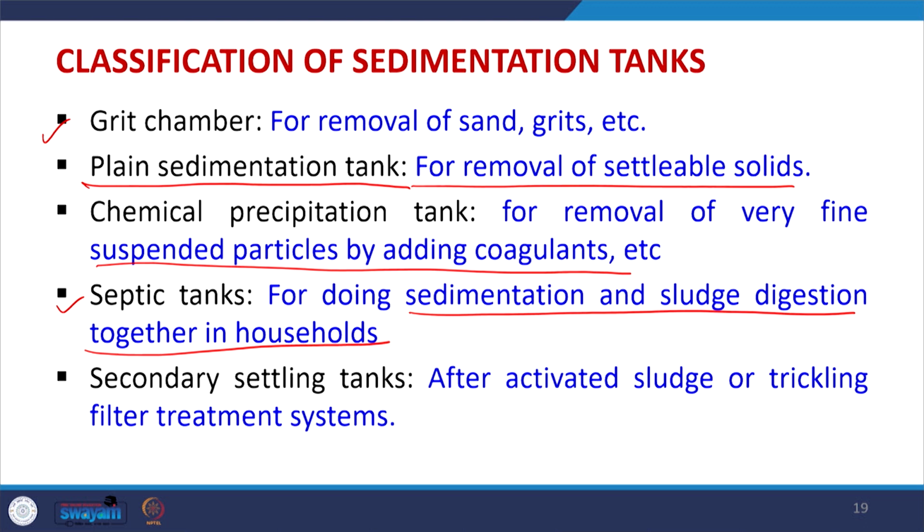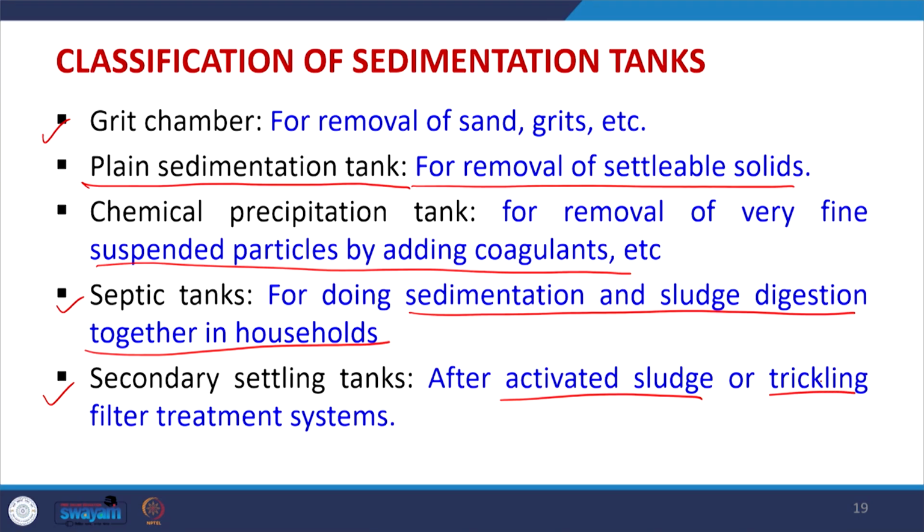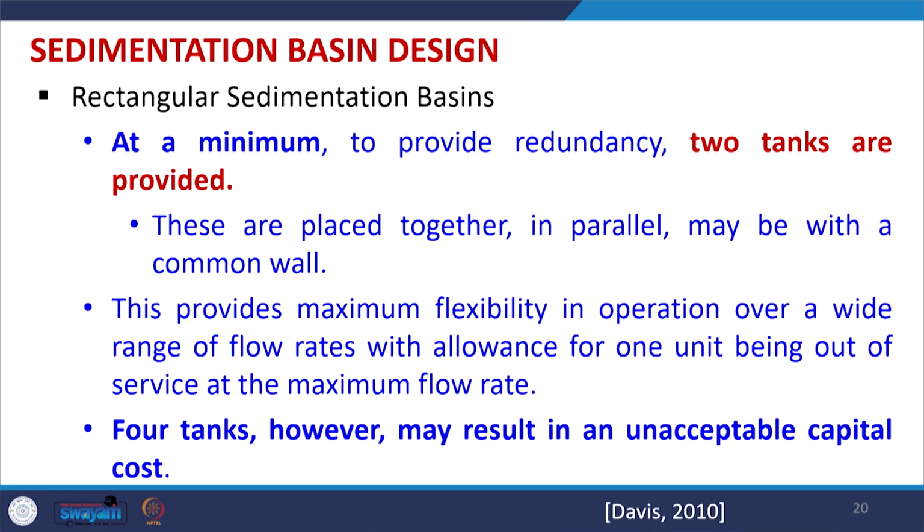Then we have the secondary settling tank, which is very important for biological process design. After activated sludge or trickling filter systems, or in simple ponds also, this settling happens. So, secondary settling happens after activated sludge or trickling filter treatment systems. This sedimentation basin or secondary settler actually uses sedimentation as one of the basic methods.